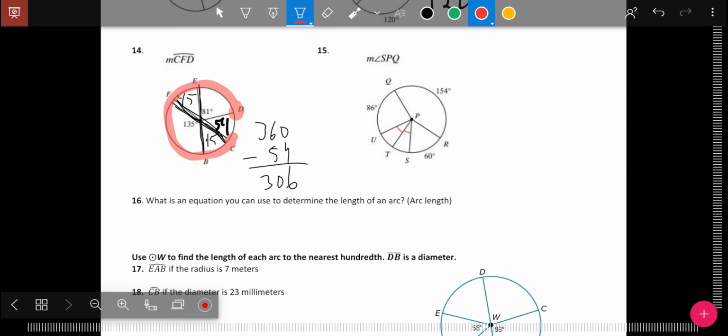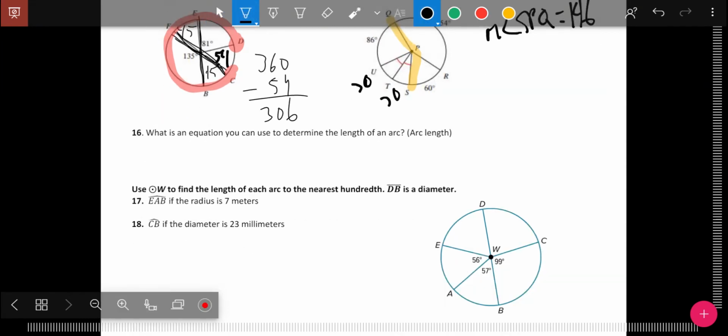Going to the next one, angle SPQ. Angle SPQ is going from S to P to Q. Well, I know that 86 is part of it, but so are both of these. And so I add all these up and subtract. This one plus this one, 160, 240. This one, 300. That means 60's left, which means individually each of these are 30, because they're the same. But combined, the measure of angle SPQ is that 60 plus that 86, and so it's 146.